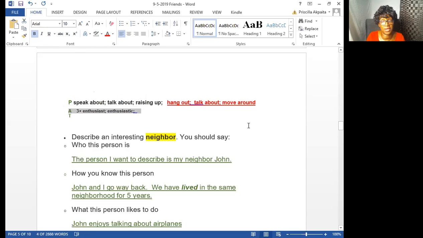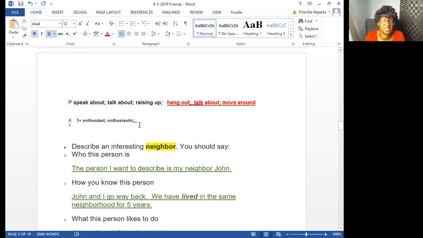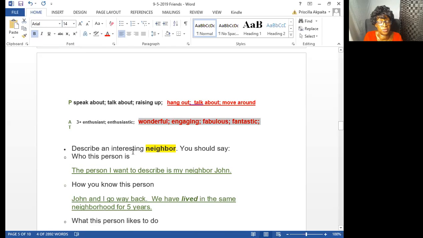For my academic vocabulary, because this applies to most people, I'm going to use wonderful, engaging, fabulous, and fantastic. These are easy 3-syllable words to use to describe a person, because that's what we're describing. We're describing a person, and that person is your neighbor.